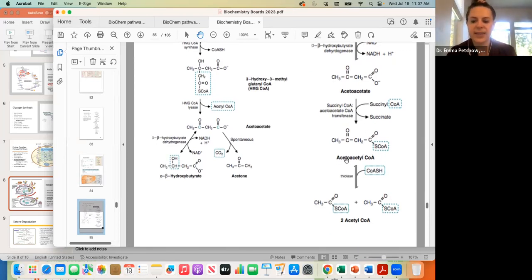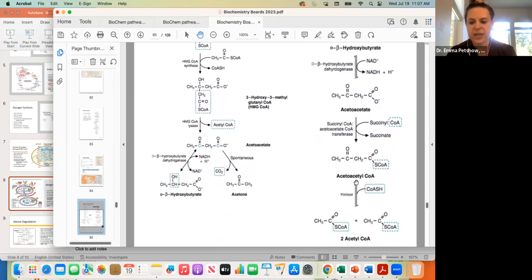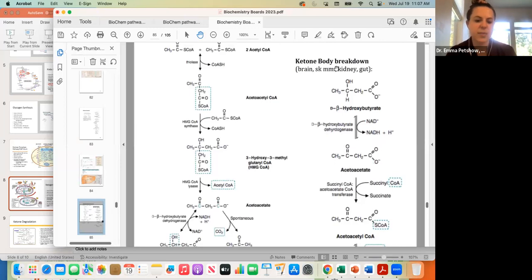We then have acetoacetyl-CoA, and then thiolase, again, same enzyme as at the beginning, can go either direction to get us from acetoacetyl-CoA to acetyl-CoA. So our rate limiting enzyme of this step is this enzyme here, succinyl-CoA acetoacetate-CoA transferase. This is our rate limiting step for ketone body breakdown.